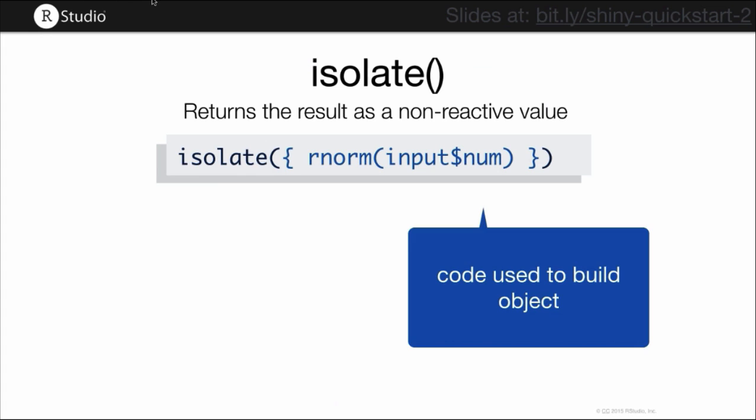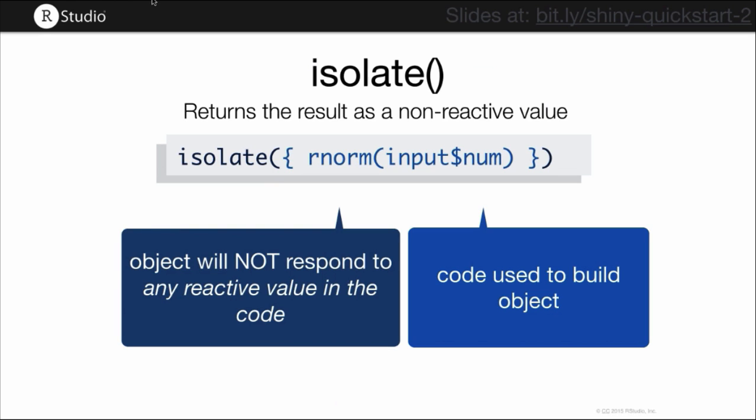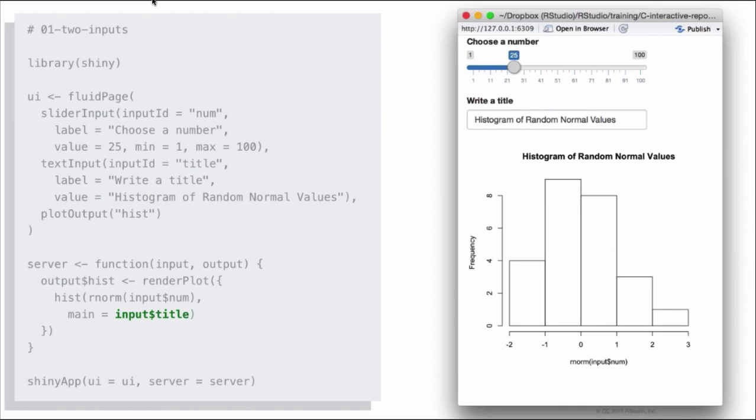The arguments for isolate are similar to the functions we looked at already. It just takes a block of code that it uses to build its result, but then the result will not respond to any reactive value in the code. The result will be inert. So if we wanted to use isolate in this app, and we only want input$title to be non-reactive, then what we would do is surround input$title where it appears in the app with isolate.